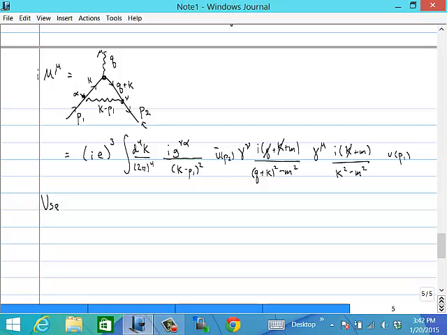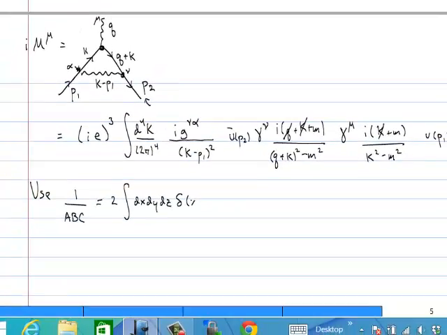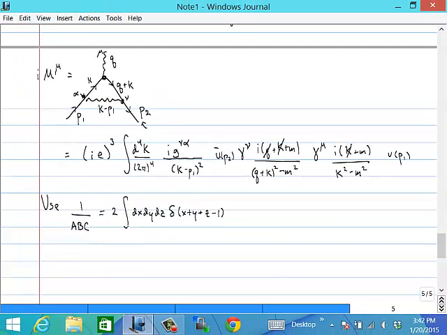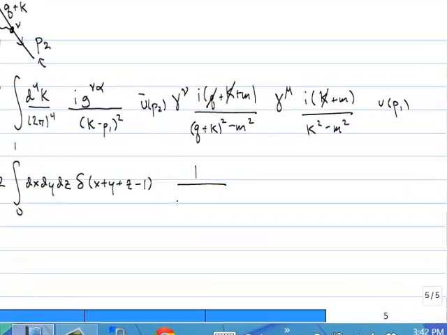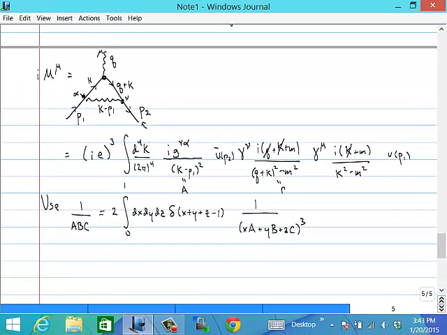So to simplify those denominators, we use Feynman's denominator formula, which I think you proved on your last problem set. We use it for 3 denominators, so you get an integral dx dy dz, with a delta function that sets x plus y plus z equal to 1, times 1 over (x times a plus y times b plus z times c) cubed, because we're combining 3 denominators. And a is going to be this denominator, b is going to be this denominator, c is going to be this denominator.